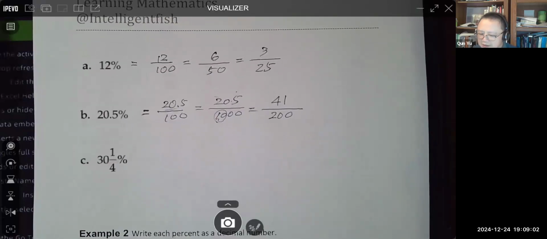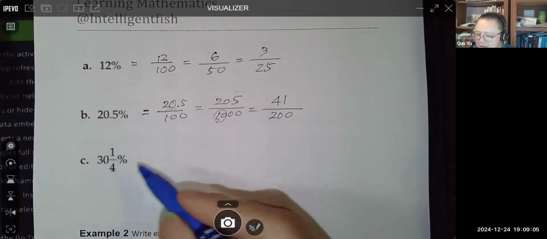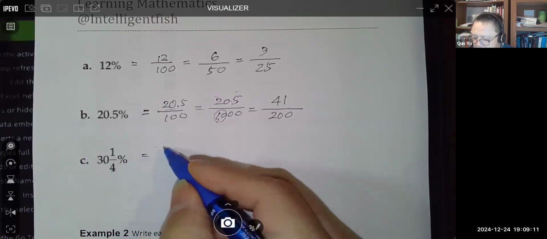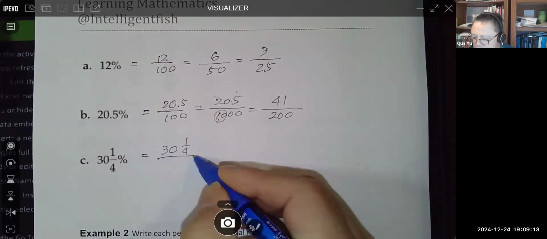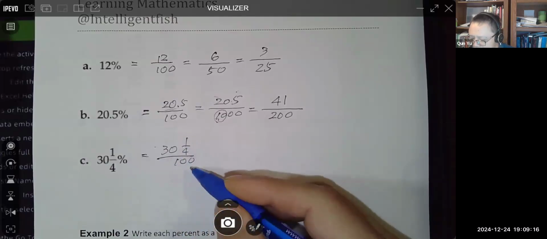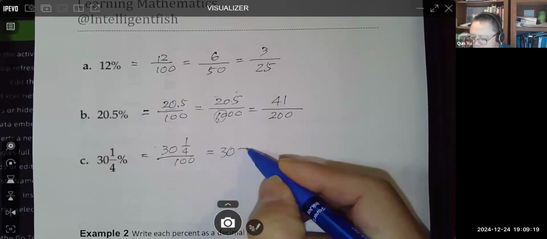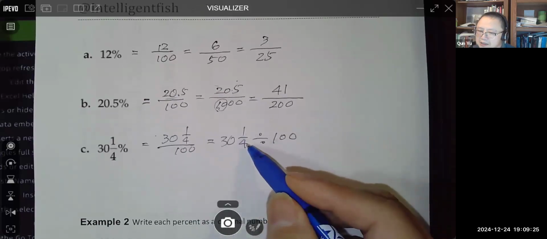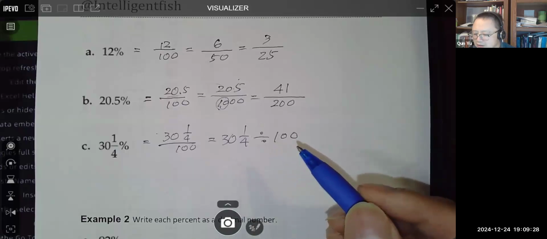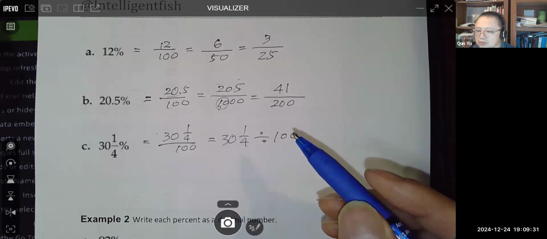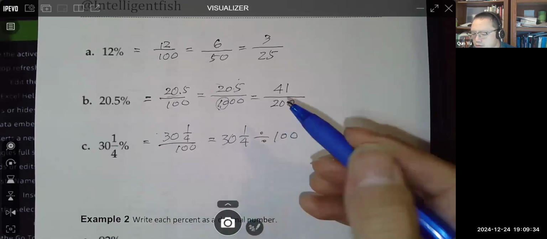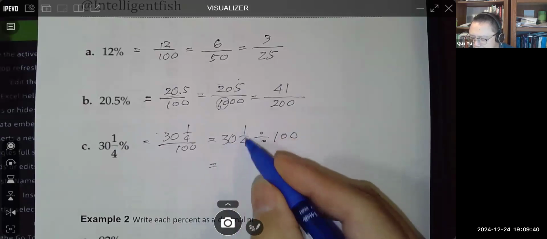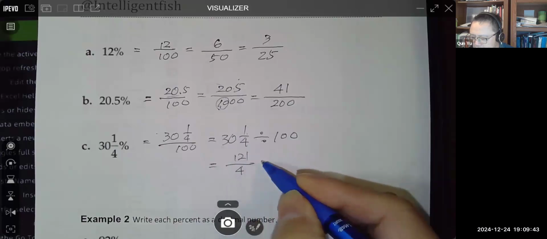Now the third one, this is a mixed number percent, but nonetheless, they are still the same thing. Percent means per 100. We have 30 and a quarter per 100. So basically, we need to divide by 100. So this means 30 and a quarter divided by 100. Now, for fraction divisions and also multiplications, you need to convert this mixed number to an improper fraction before you do multiplication or division. So multiply and add. This is 120, this is 121 over 4 divided by 100.